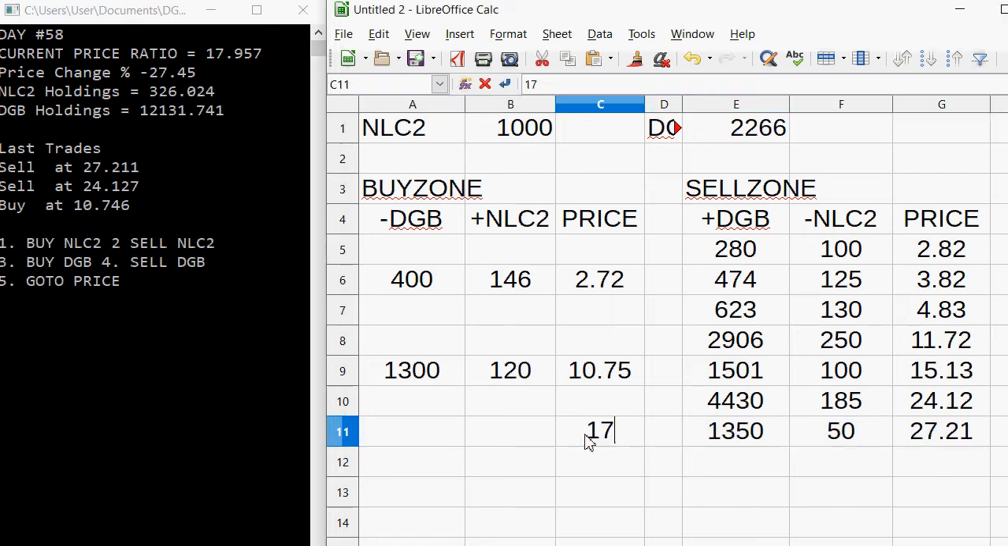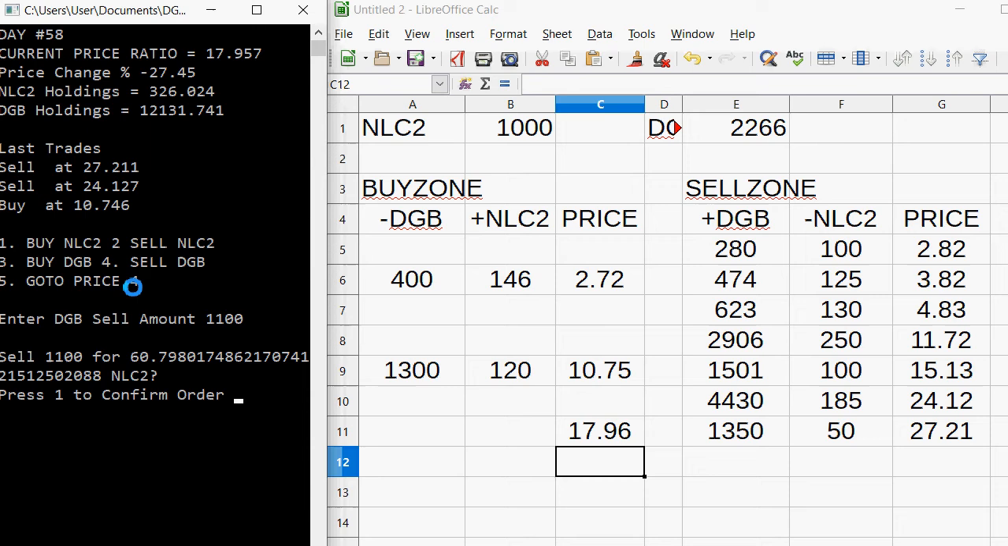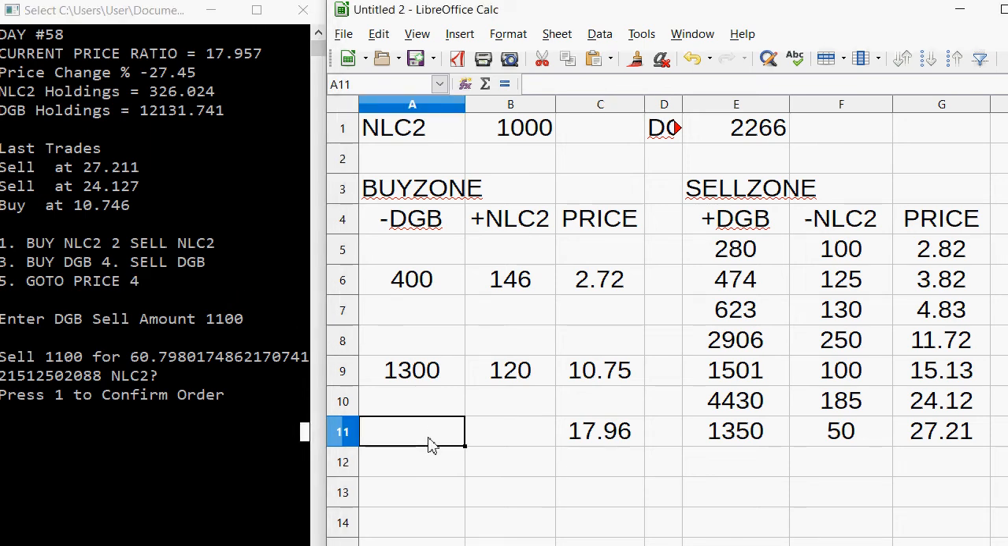So there's the 17.96. We'll execute this buyback, which means that we're going to be pushing number 4. We added 1350 DGB. What would happen if we say sold 1100? We had 50 before, so this would gain 61. Okay, or 60.8. We'll just round it. I don't care.